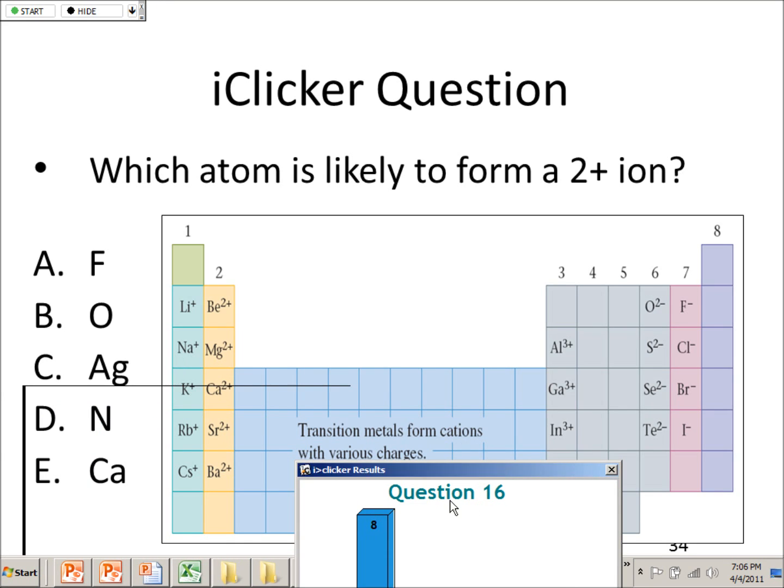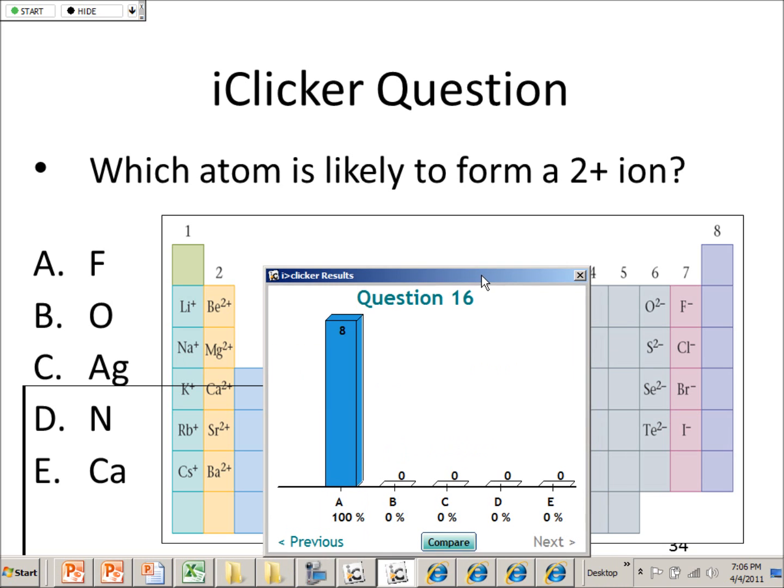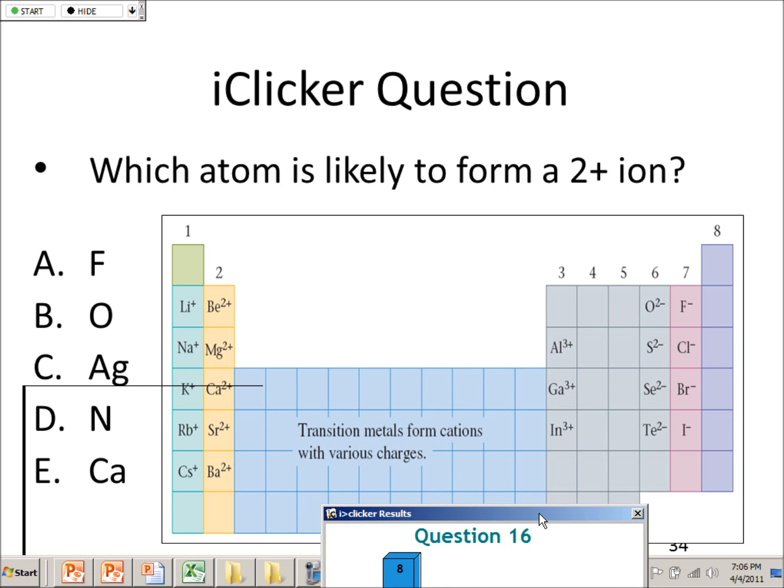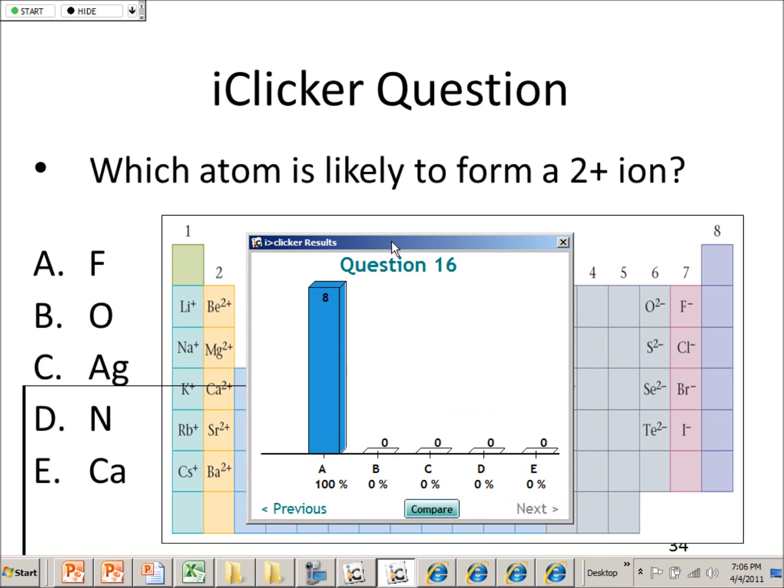Okay, so which one is most likely to form a +2 ion? +2 means it's going to be losing 2 electrons, right? So from the neutral atom, it would lose 2 electrons to gain a noble gas configuration. So it's going to be one that has 2 more electrons than the nearest noble gas. So what do we got?